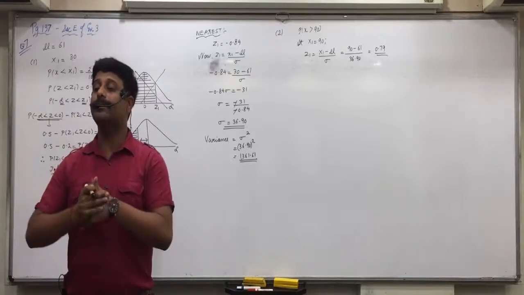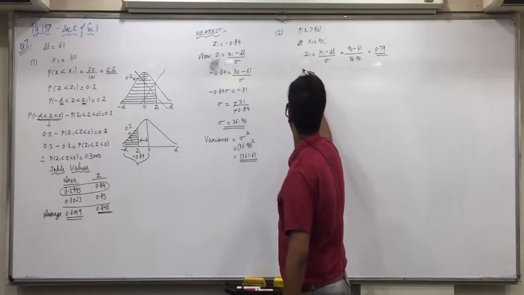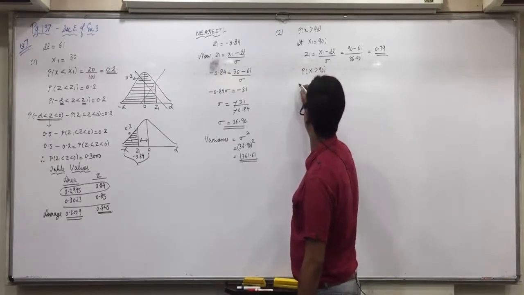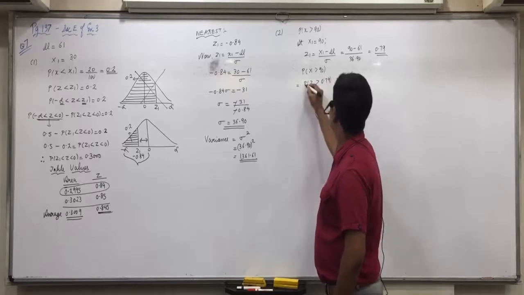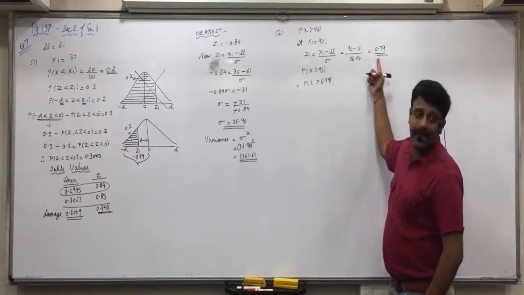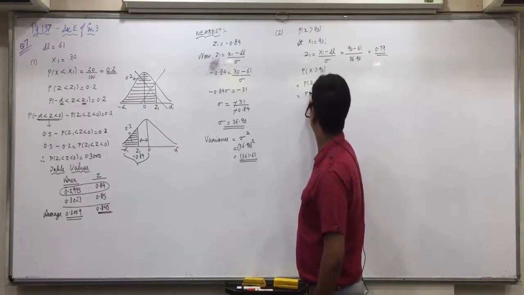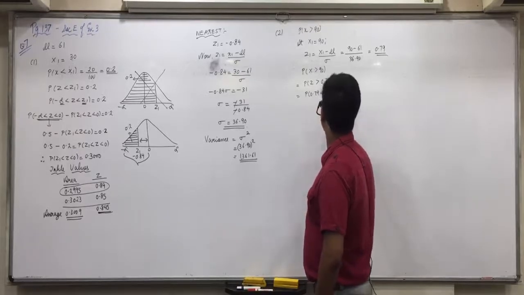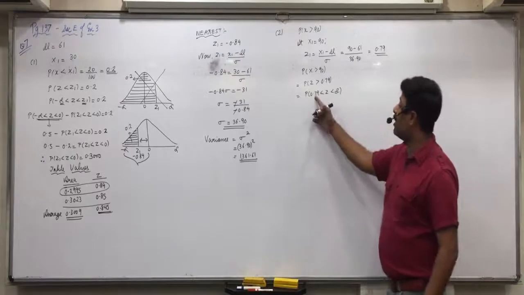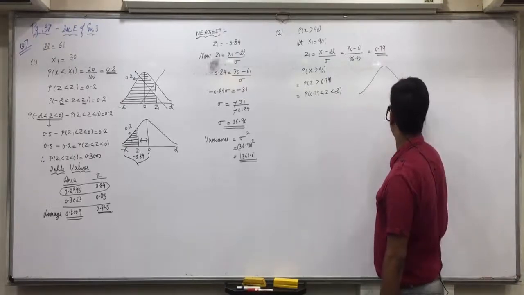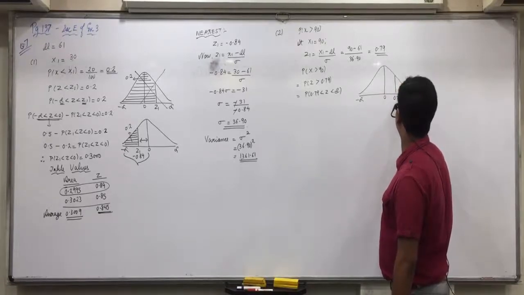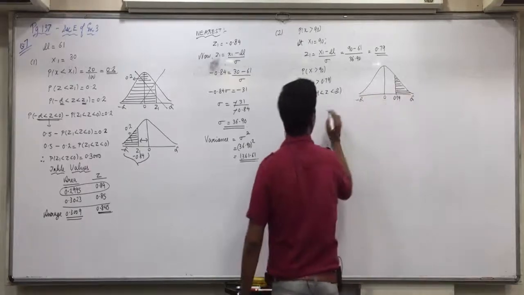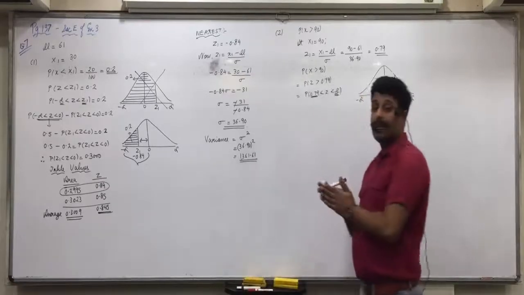So first of all, P of x greater than 90 will be P of z greater than 0.79. That is P of 0.79 less than z less than infinity. Greater than 0.79 means from 0.79 till infinity. Direct questions need only one diagram. Mark 0.79 on the right side. Between 0.79 and infinity, we have to do the shading.